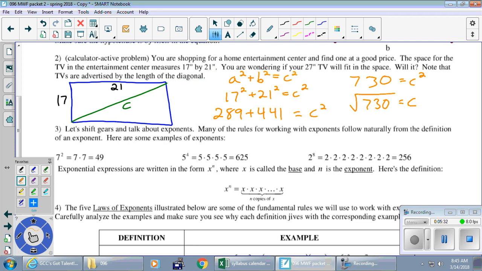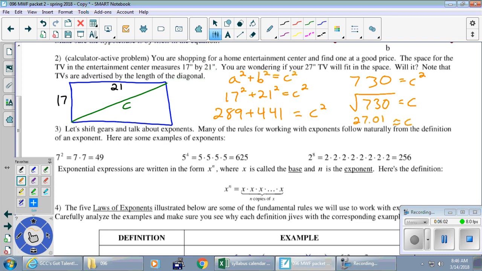So if you happen to have a calculator, go ahead and grab it and give me the square root of 730. If you don't have one or you don't know how to do the square root on it, I'll help you during the activity time today. Who's got a number for us? Just one more. 27.01, typing that on the calculator.